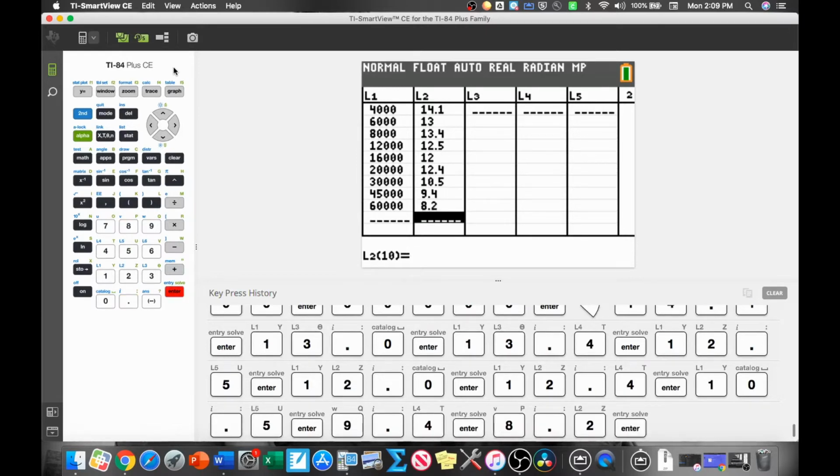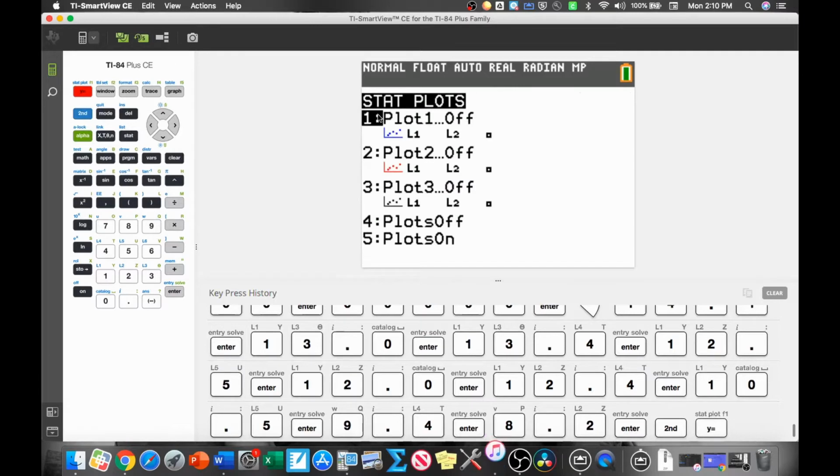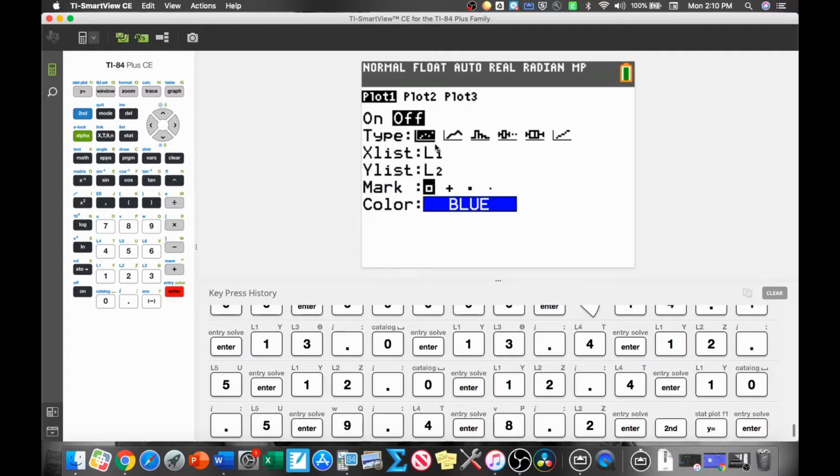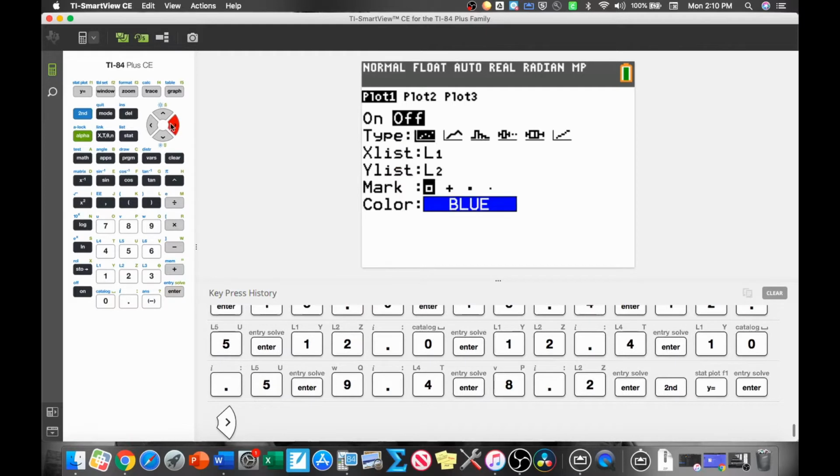Now that we've entered our table into columns L1 and L2, Step 2, we are going to go second level, and then we're going to go stat plot, which is up here above the y equals. So you hit your second function, and then you hit the y equals, and it says stat plots. We want to turn plot number 1 on, so we're going to hit enter. Then we're going to arrow over to on, make sure that on is flashing, and hit enter. So it's going to change the plot to on. And our stat plot is going to be blue.